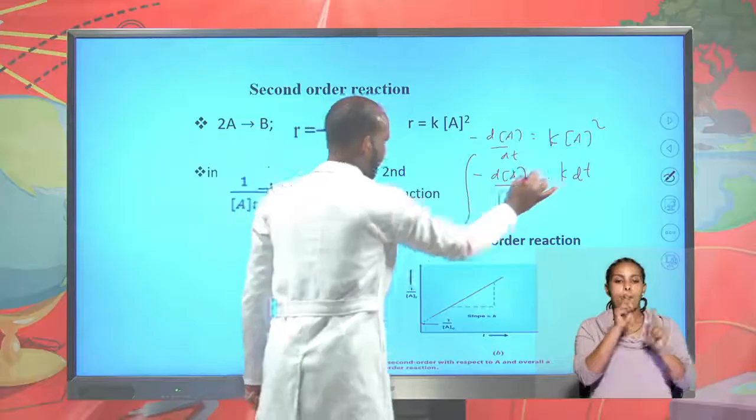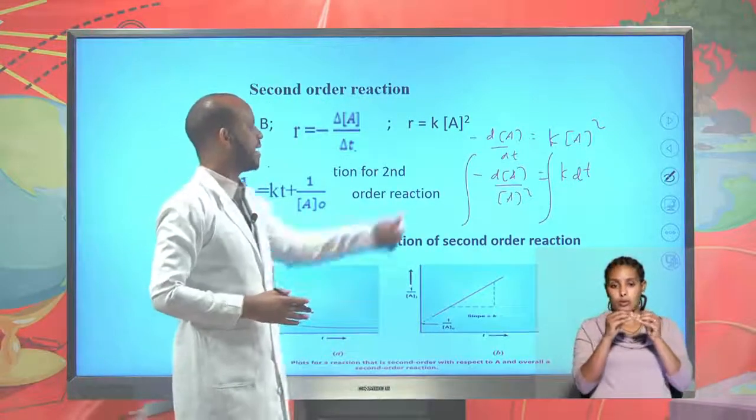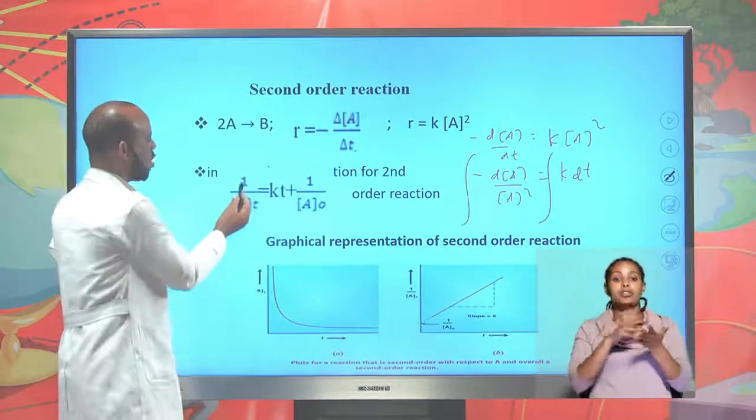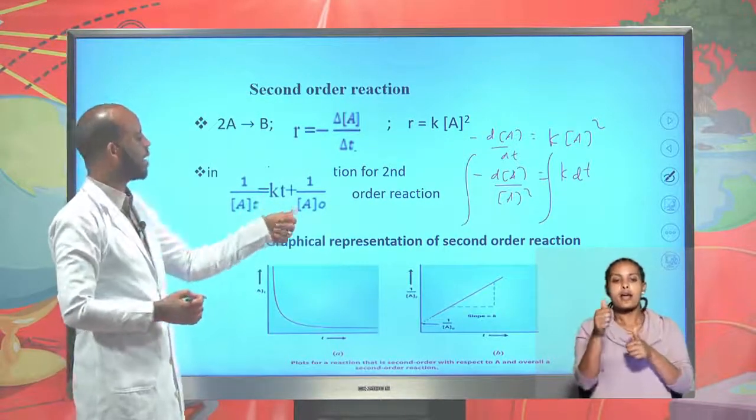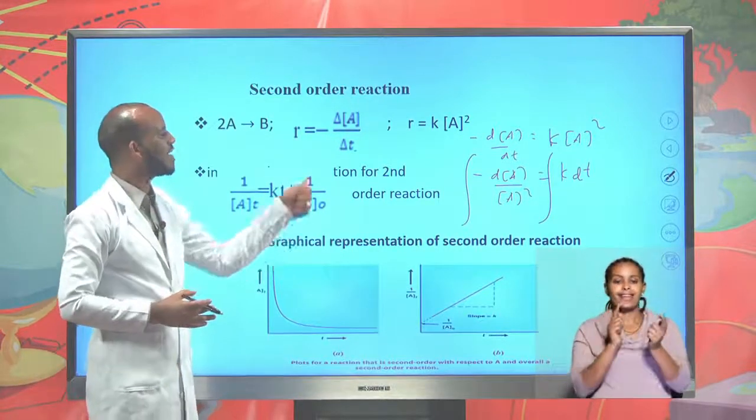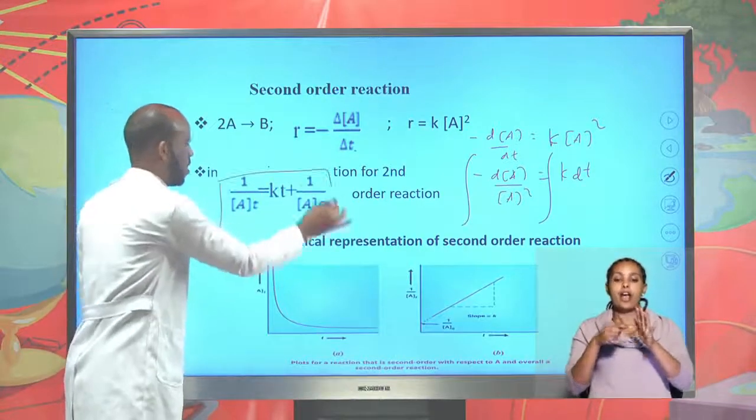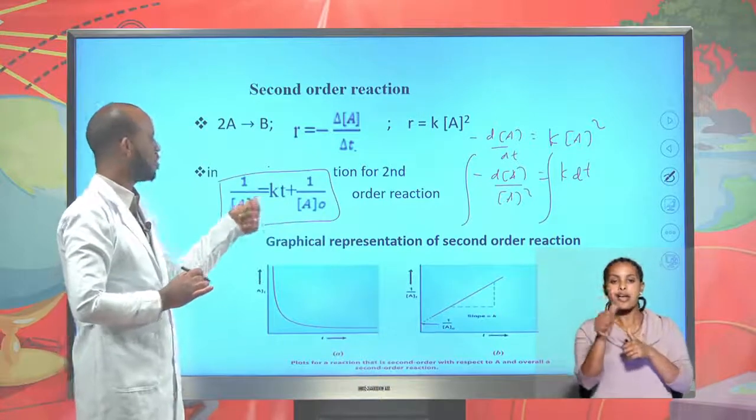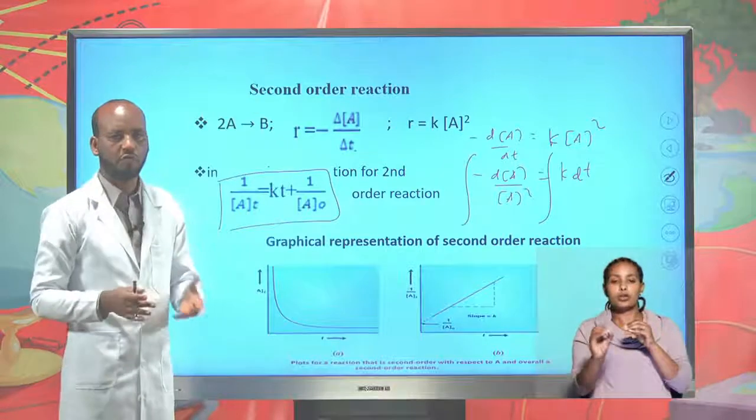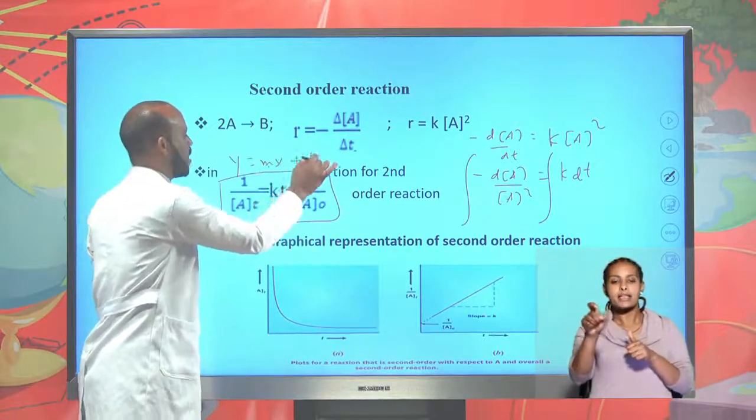Integrating both sides using calculus, the integrated rate equation for a second order reaction is this: 1 over concentration of M equals Kt plus 1 over initial concentration. This is the integrated rate equation for a second order reaction. You see, 1 over concentration of M at any time t equals Kt plus 1 over A0, which is similar to the equation of a straight line, y equals mx plus b.